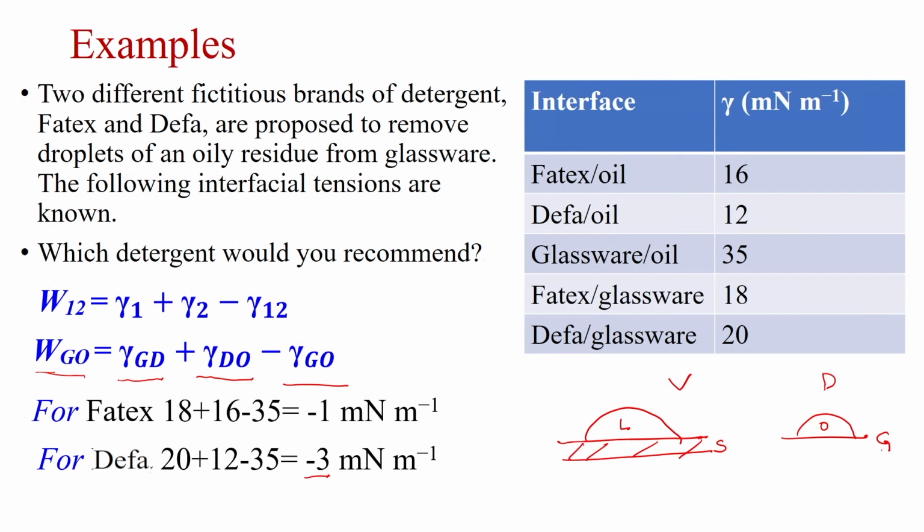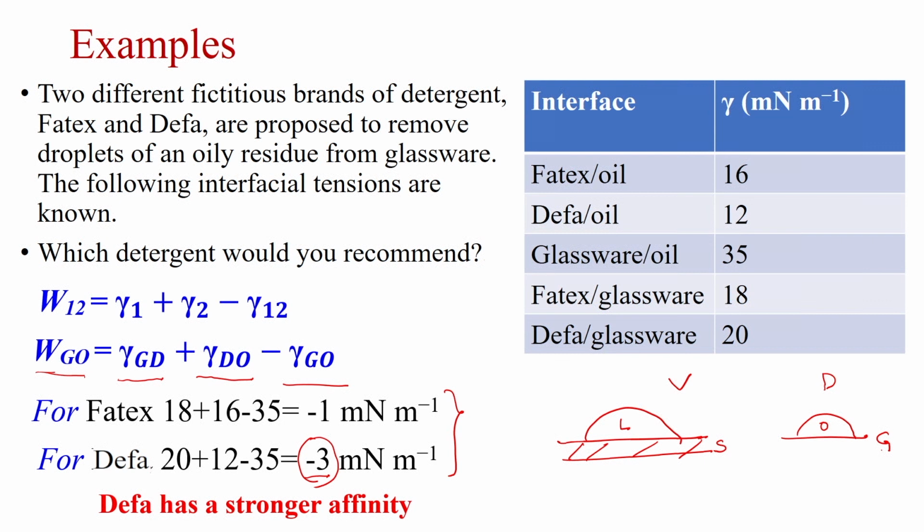So, as the work of adhesion between the glass and IL is coming out to be negative, it means the detergent is effective, it will be able to remove the IL from the glass surface. Now, if we just compare the values, in case of DEFA it is more negative, it means this particular DEFA detergent is comparably more effective or it has the stronger affinity.